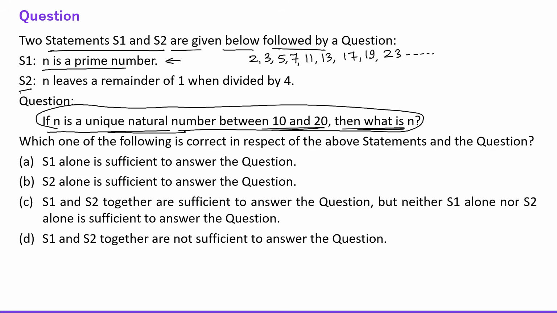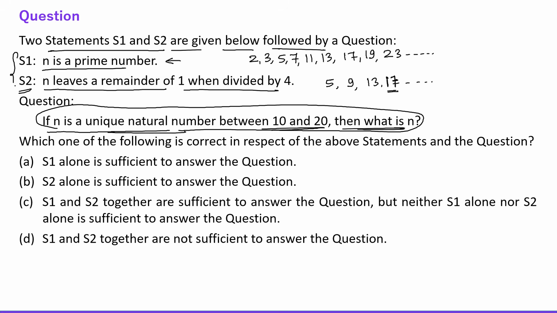After that, statement number 2 alone, n leaves a remainder 1 when it is divided by 4. So there are so many numbers that leave the remainder 1 when they are divided by 4. For example it is 5, for example it is 9, for example it is 13. So there are so many numbers and so on. In fact 17 also. There are so many numbers that leave the remainder 1 when they are being divided by 4.